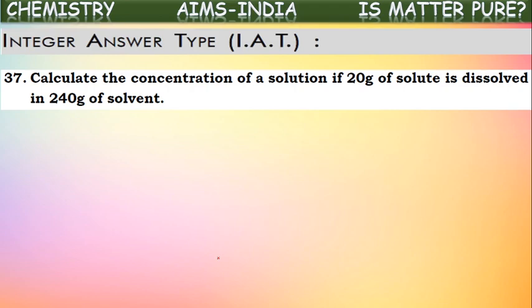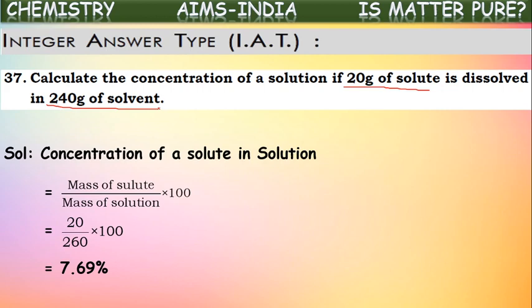Now they're asking to calculate the concentration, given the mass of solute and the mass of solvent. Both are given. What is the formula to calculate concentration in terms of mass of solute and solvent? Let us try to solve it. Concentration of a solution is equal to mass of solute by mass of solution into 100. Here the mass of solute is 20, directly given.